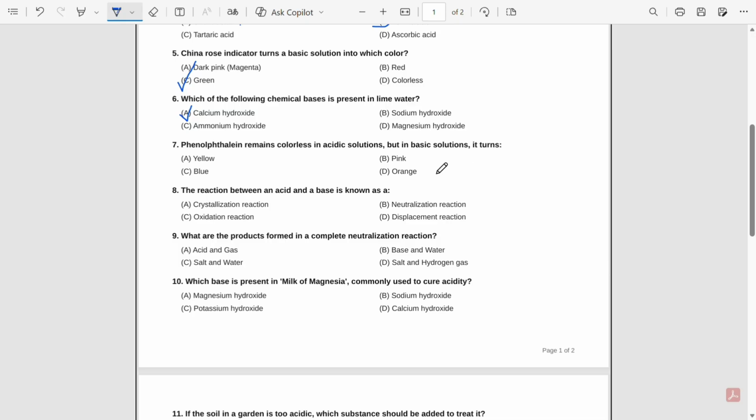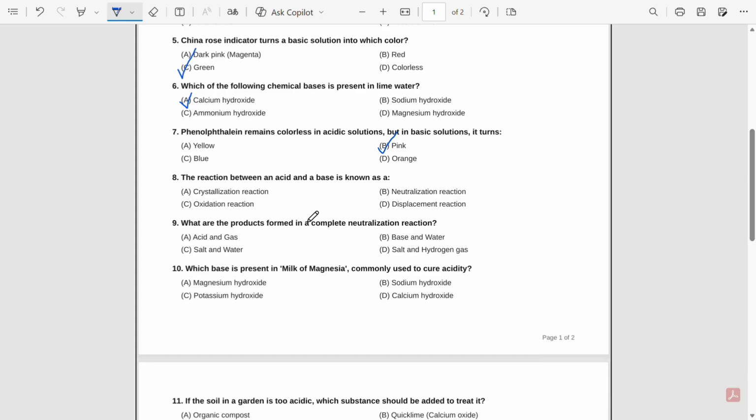Phenolphthalein remains colorless in acidic solution. Already the physical properties of acids we have discussed earlier in our previous videos. If you didn't watch such videos, just go through my previous videos and watch them. Phenolphthalein remains colorless in acidic solution, but in basic solutions it turns into, just guess the answer, pink color.